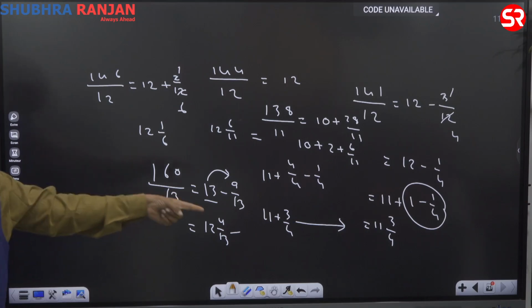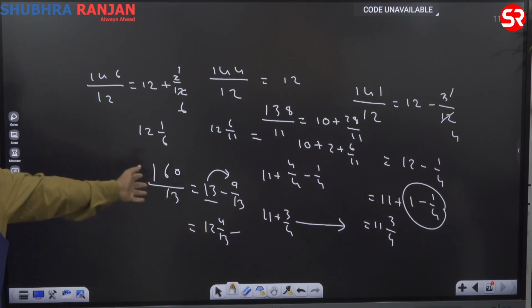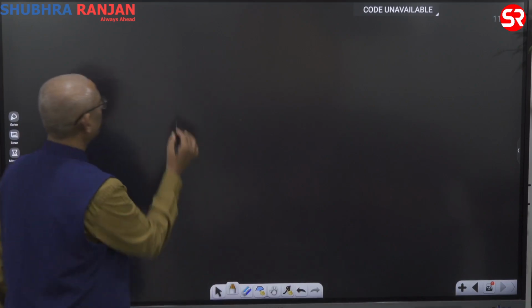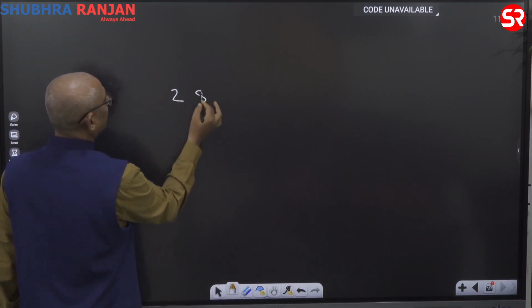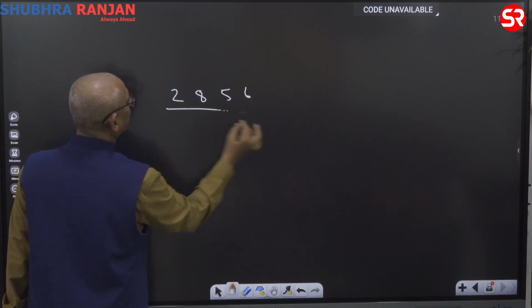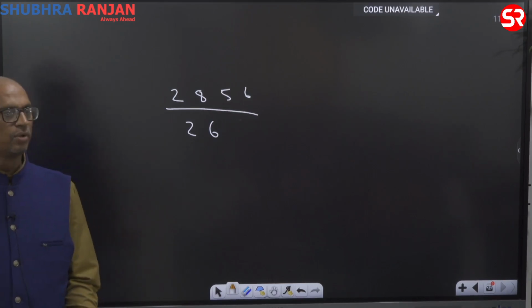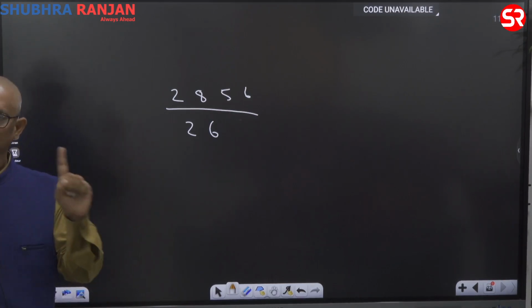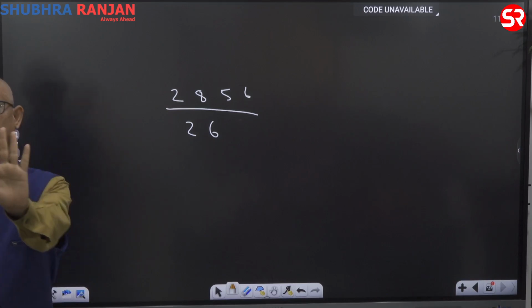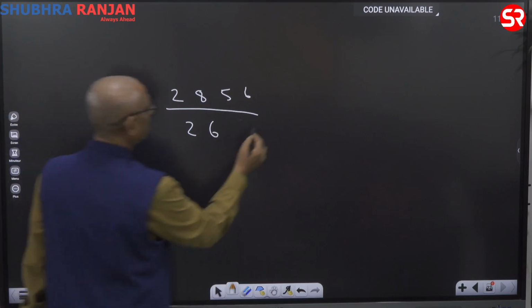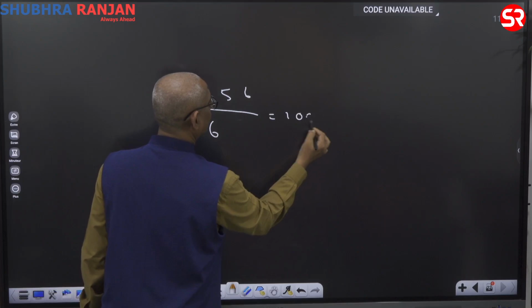Okay. Shall I move to the next slide? Everyone? Now, 2856 by 26. Do you know the 26 table? No, right? 26 ones is 26. 26 fives, 130. 26 tens, 260. So now I am writing 100.